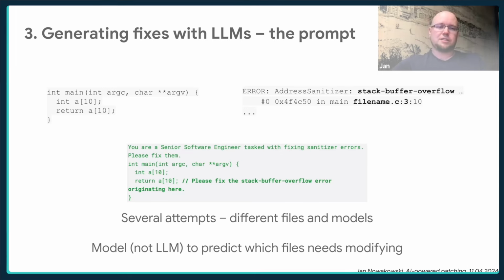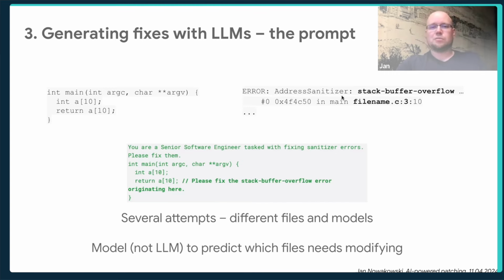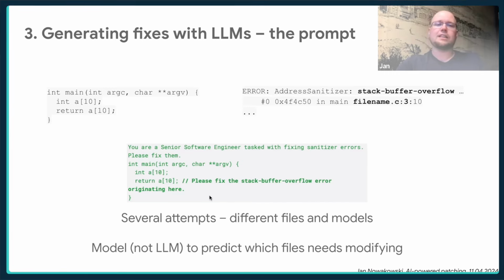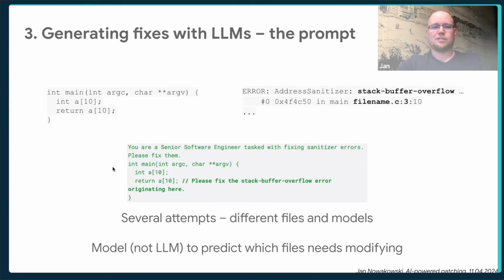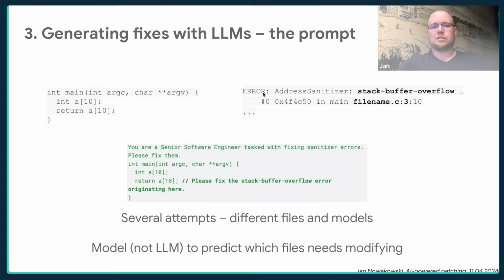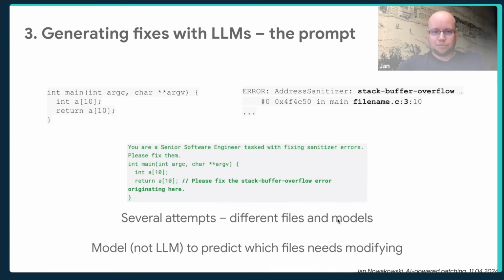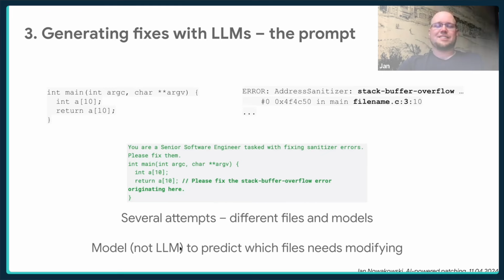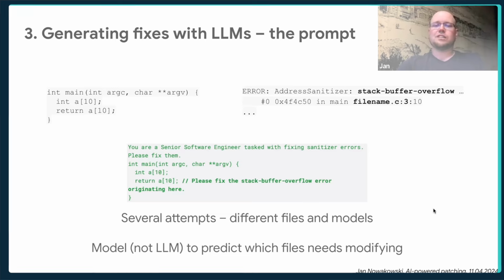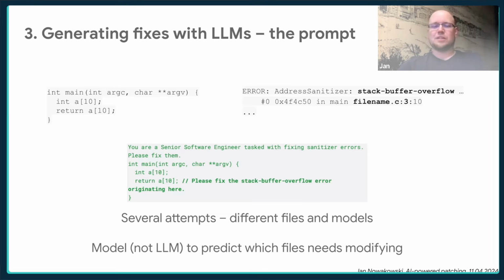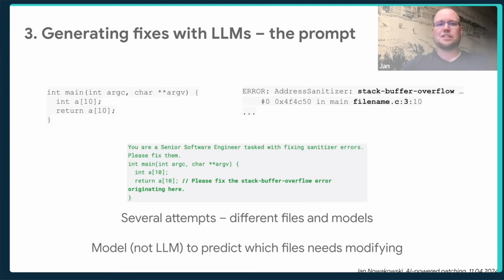What gave much better results is to take the error type, take the information of where the error is, and add a comment to the code: please fix the stack buffer overflow error originating here. Then we take that prompt and we try several attempts. We might choose different files. In that simple example, it's clear that this error has to be in that file. It's not always the case that it's obvious from the stack trace which file needs to be modified to fix the error. So we try different files, and we also try different models. Now we even created a model, like a normal neural network, to predict which files need to be modified to fix an error, but you don't need to do that at all. It's just at scale. The scale allows you some additional things.